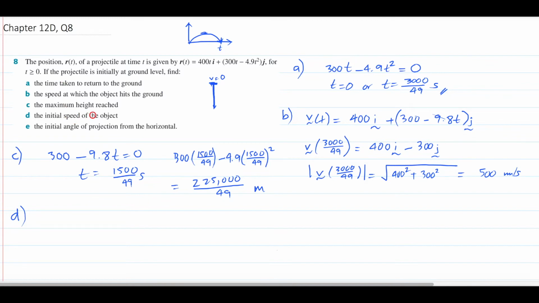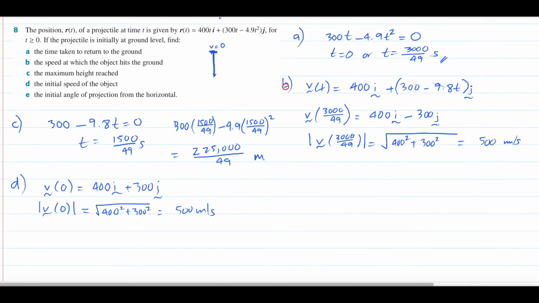We want to find the initial speed of the object. That's very similar to part B. So initial speed of the object means your velocity at time 0. Okay, so we want to find the initial. So you sub in 0 over here, and what you get is 400i plus 300j. Very simple. Okay, sub in t equals 0. And afterwards, if you want to find speed, as we know, we get the magnitude of your velocity vector, and it's actually the same answer. So 400 squared plus 300 squared under the square root, you should get 500 meters per second.